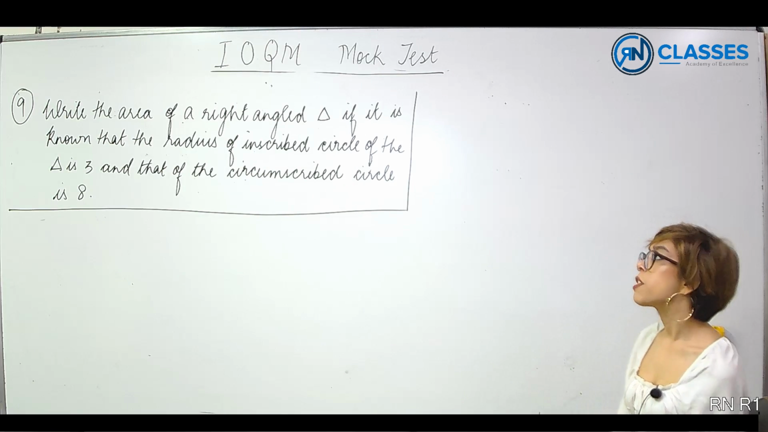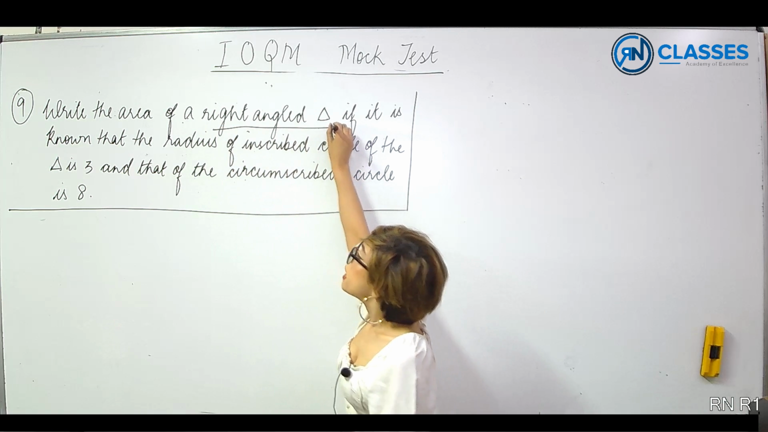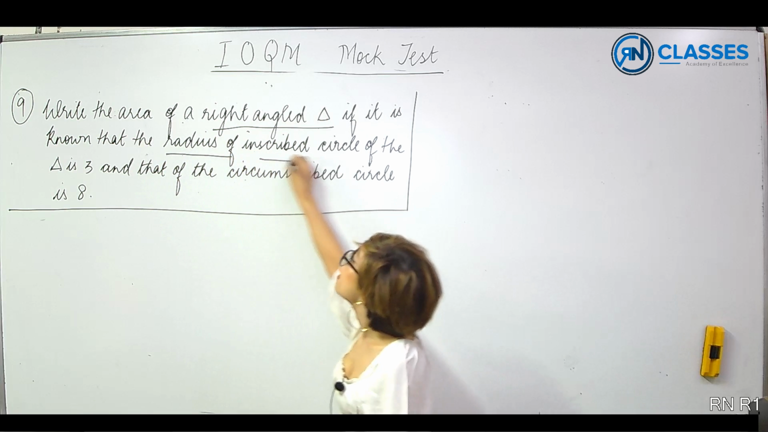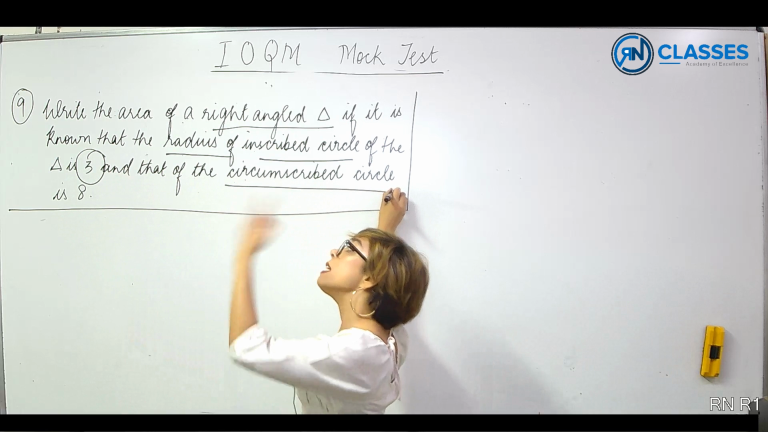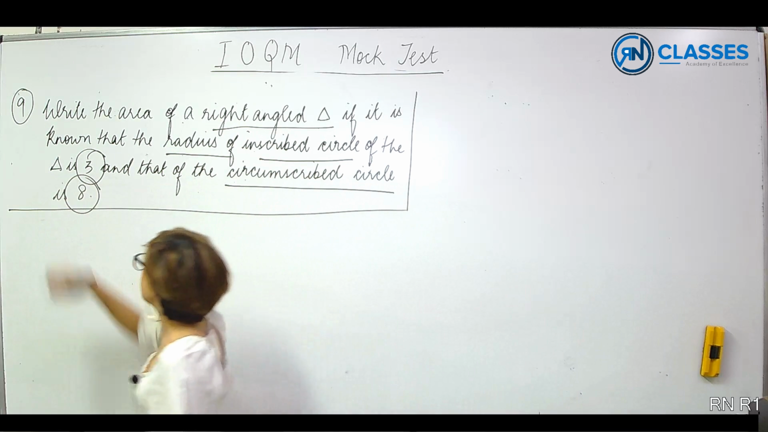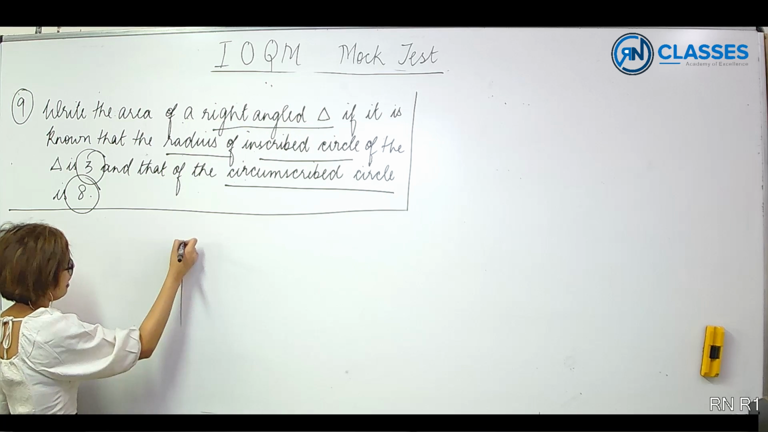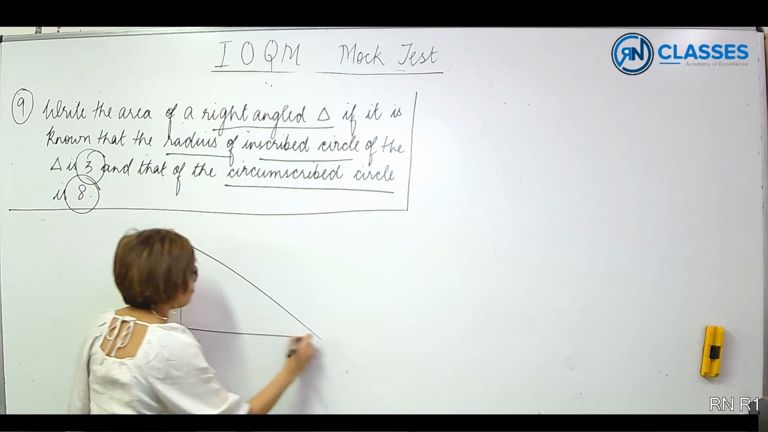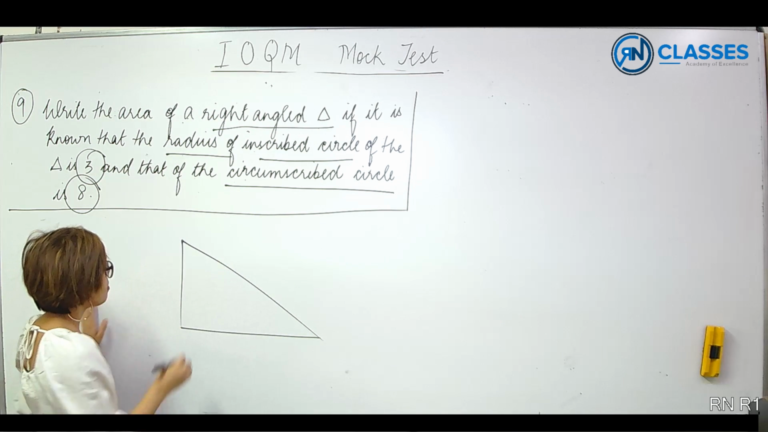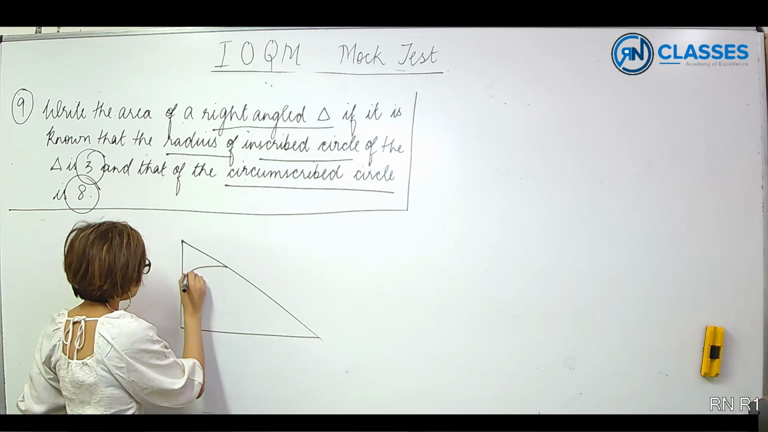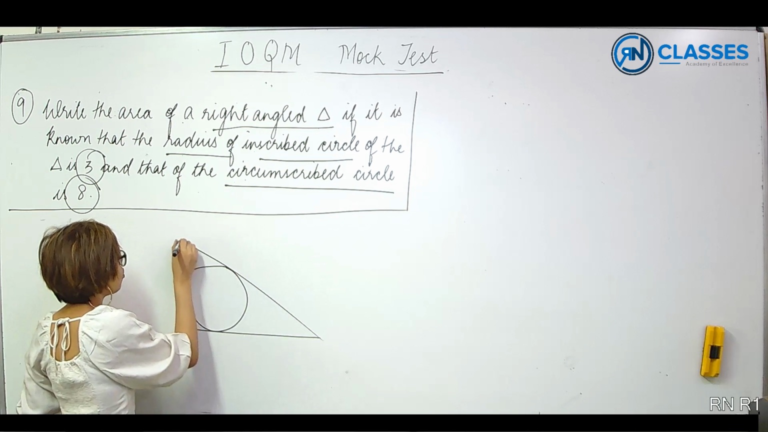Alright, on to the next one. Now he says write the area of a right angle triangle, if it is known that the radius of the inscribed circle is 3 and that of the circumscribed circle is 8. So I need to talk about a right angle triangle. Right? So let that be this one. He is talking about the inscribed circle as well as the circumscribed. So let me have my inscribed circle first. Inscribed as in touching all the sides. Circumscribed passing through all the vertices.